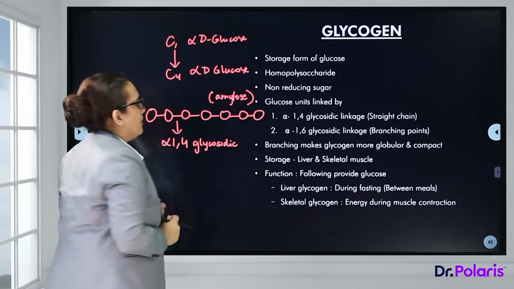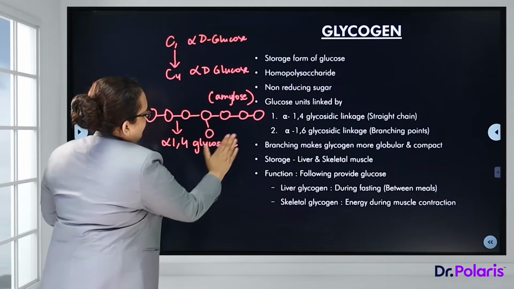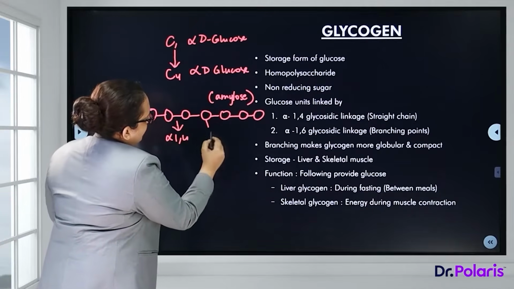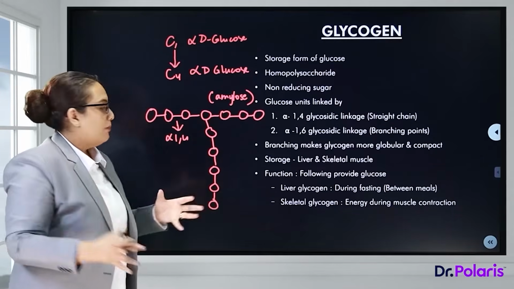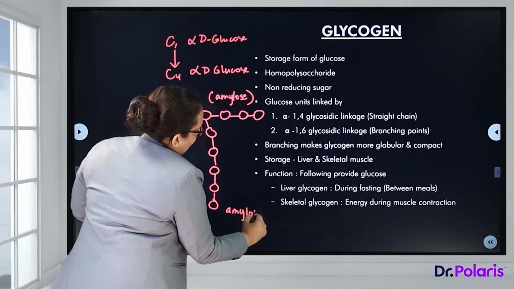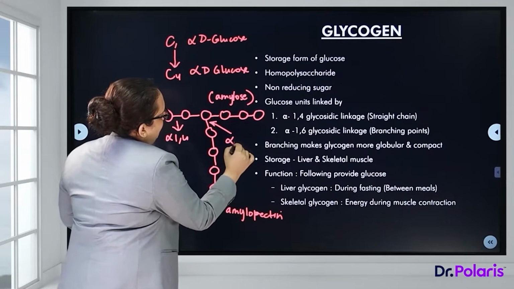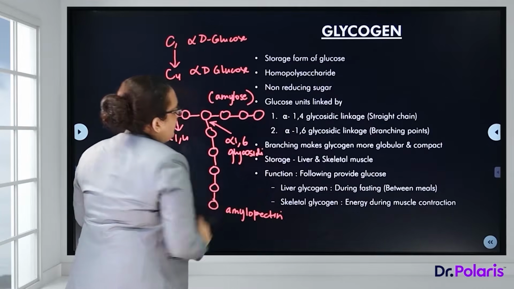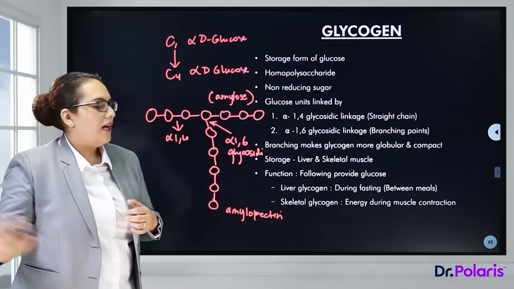component. You can also have branch points at any level like this. The branch component is known as amylopectin, and the bond formed at the branch point is an alpha-1,6 glycosidic linkage, meaning the bond is formed between the first carbon atom of an alpha-D glucose and the sixth carbon atom of another alpha-D glucose.